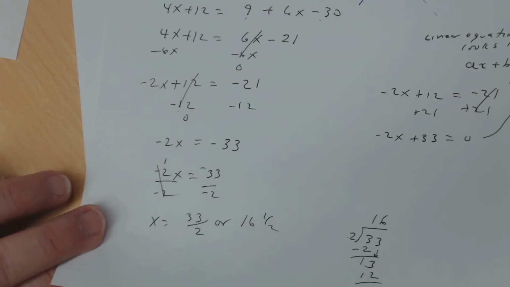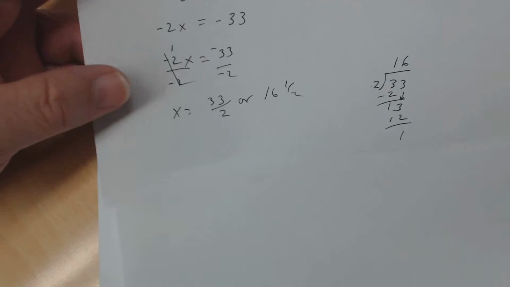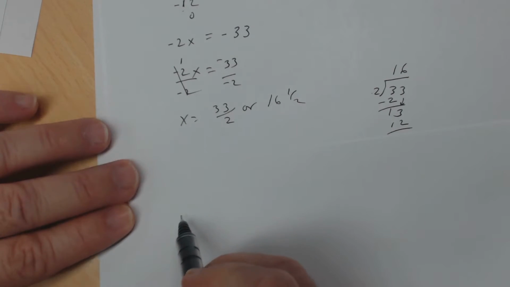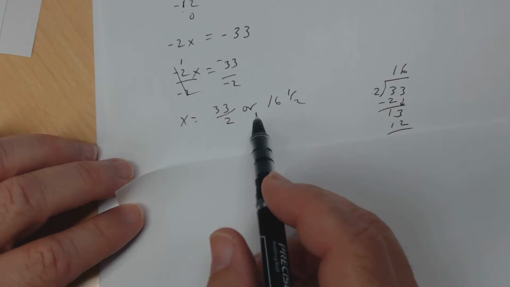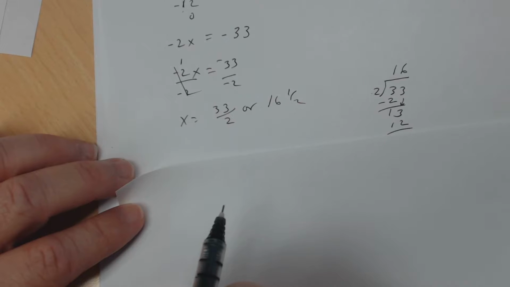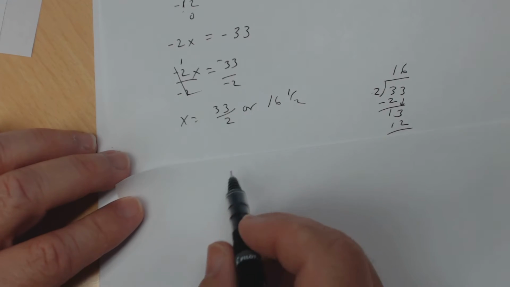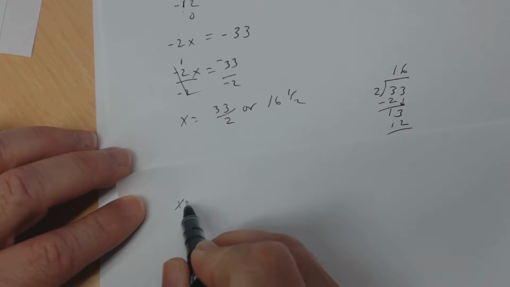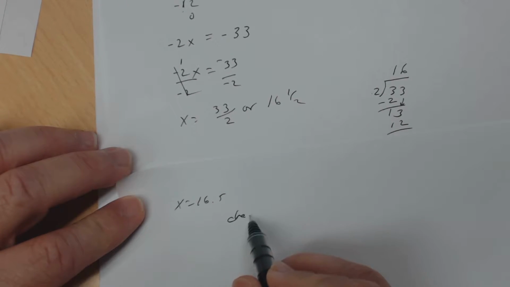So if you want to check, this is what you would do. Let me use this page. So if you want to check this, I'm going to use 16.5 rather than this fraction. It's easy to use a decimal if it terminates. If it doesn't terminate, then you have to resort back to this fraction, but this one terminates. So x equals 16.5. So you just go back in the original equation. Always go back in the original.